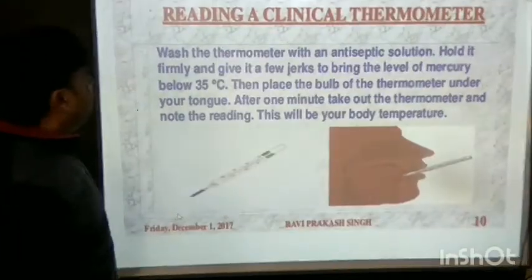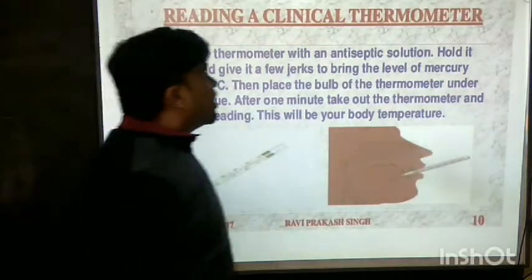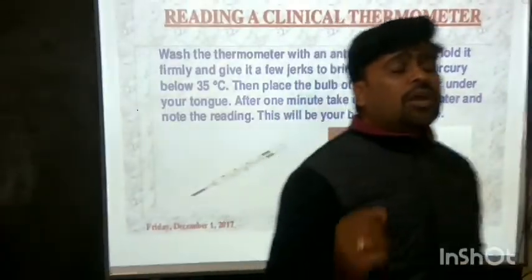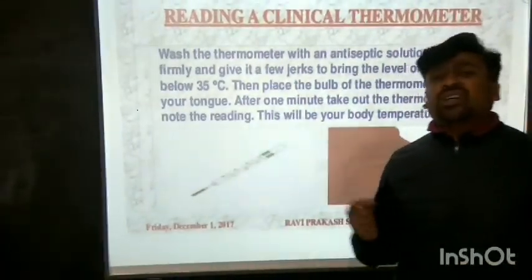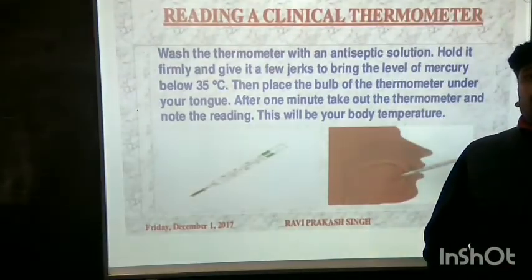37 degrees Celsius. How to read the clinical thermometer? What are the precautions we have to consider regarding the clinical thermometer?